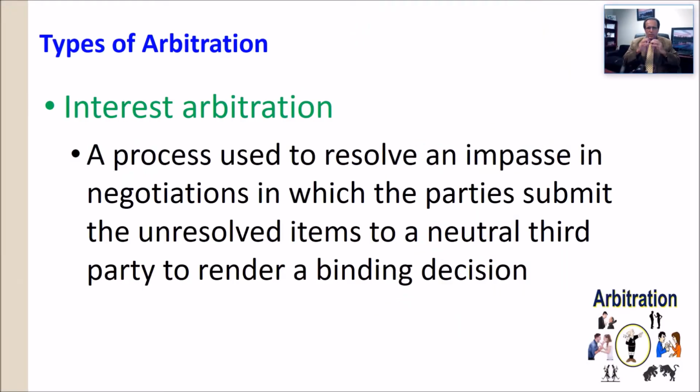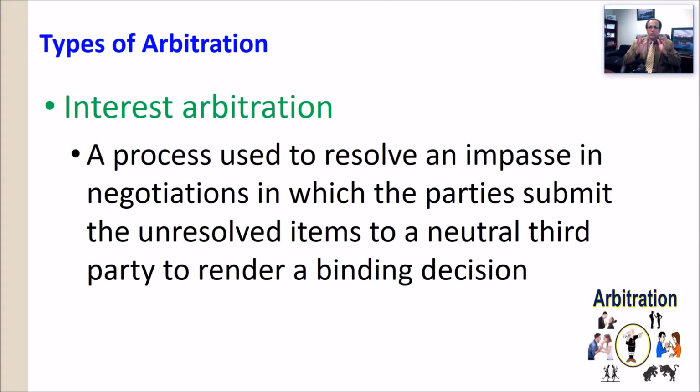In this chapter regarding arbitration, we learn a little bit more about different types of arbitration that is available to you and the employee and the union representatives. So what are the different types of arbitration? There's interest arbitration. So this is the process used to resolve an impasse in negotiations in which the parties submit the unresolved items to a neutral third party to render a binding decision.